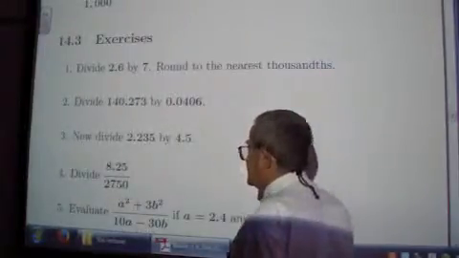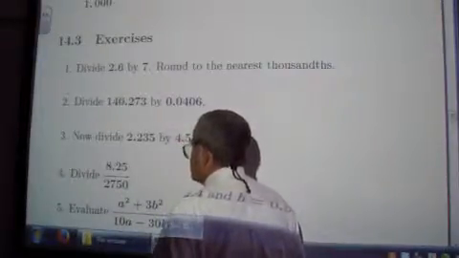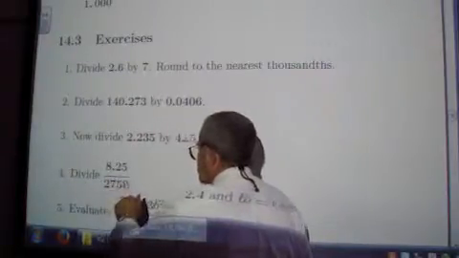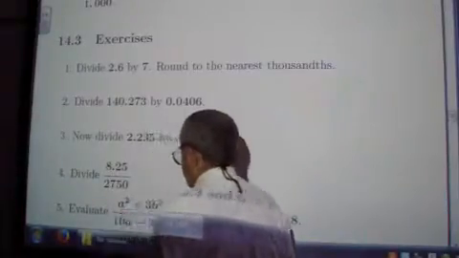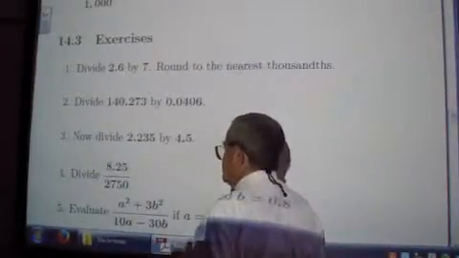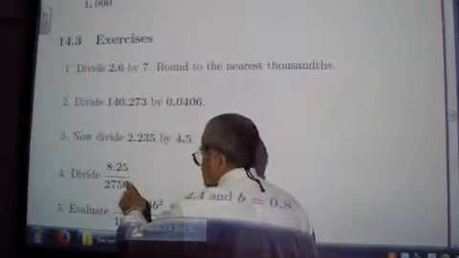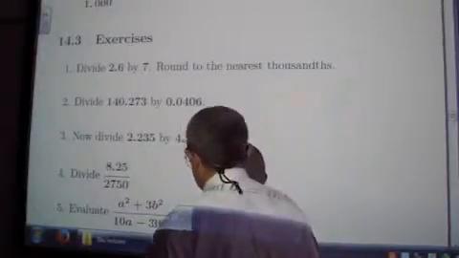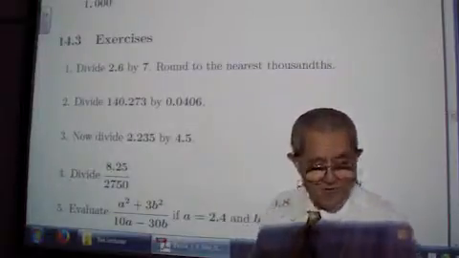We wanted to divide 8.25 by 2,750. What do you expect here? 8 over 24, 1 over 3, that's 0.3. And probably 0.003, something like that. Do I need that 0 here? Yes, I certainly do. Is there a decimal point in 2,750? Yes. It's not visible, but it is there after the 0, after the ones place. And then there are probably 2 or 3 more problems for exercises.